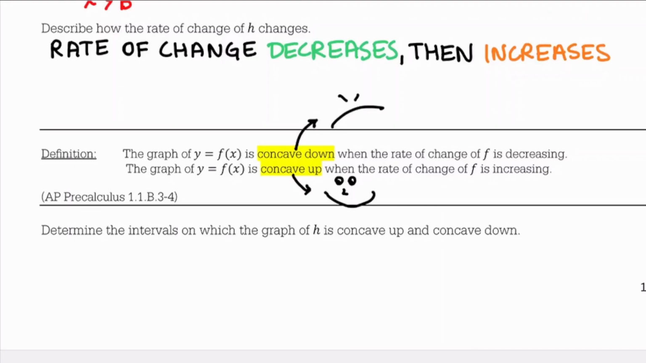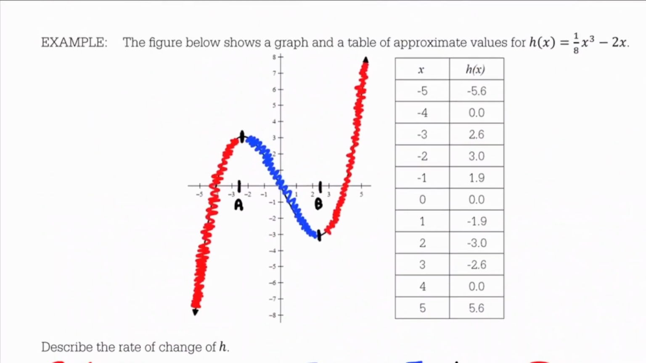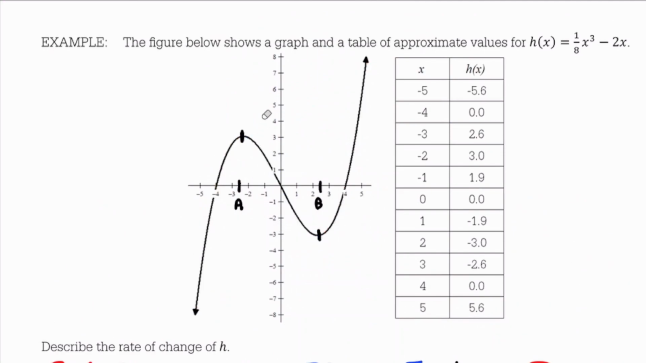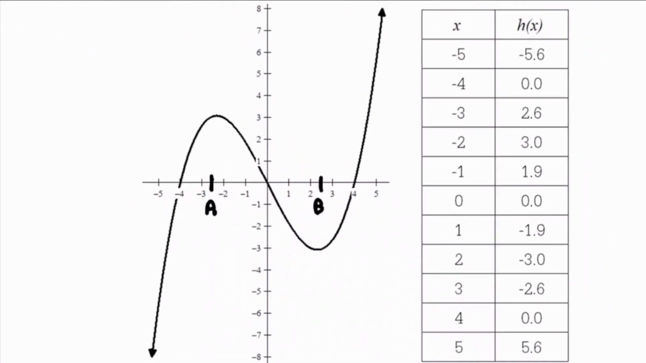All right, so back to our example, we're going to determine the intervals on which the graph of h is concave up and concave down. So we're going to go back up to here to the graph. I'm going to actually erase the blue and the red. I will leave the a and the b. Why not? But we're going to be looking for intervals on which the graph is happy and sad, really.